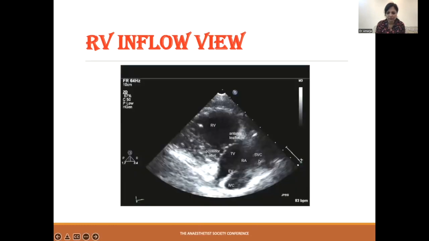This is one more view just for your information. This is called the RV inflow view, or also the bicaval view, wherein you get the PLAX view first and then turn your probe or tilt your probe towards the right hip to get this beautiful view, which shows the tricuspid valve, RA-RV and also the SVC and IVC, also called the bicaval view if you focus on the RA part.